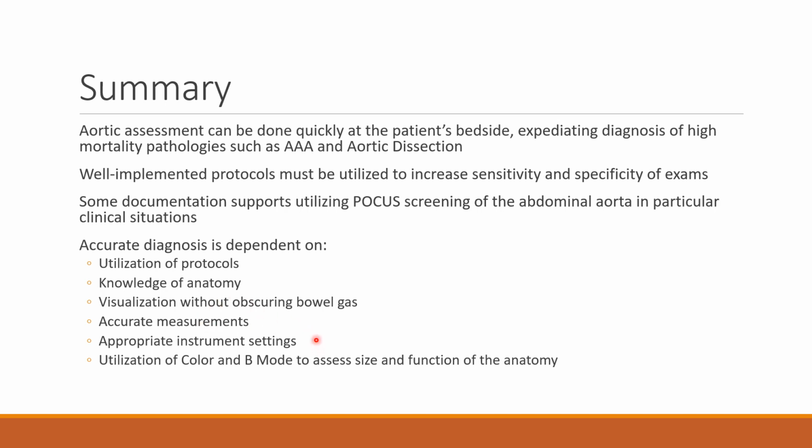Utilizing appropriate instrument settings, so we're not covering up a thrombus or a dissection, we're going to use all of those gain settings, including our depth, our gain, our Doppler gain, our color Doppler. All of that is going to be essential here. And then finally, utilization of color and B mode together helps assess the size and function of anatomy, especially if you have an aneurysm that's filled with clot. That color within that aneurysm will really help represent that there is clot in the lumen.